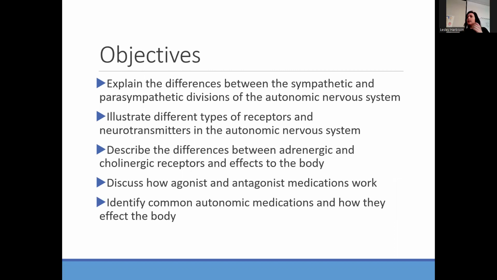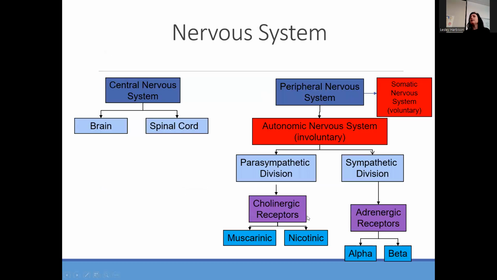So these are the objectives. We're going to talk about the different systems in the autonomic nervous system, the sympathetic and parasympathetic. We're going to illustrate different types of receptors and neurotransmitters in the autonomic, and then describe the differences between adrenergic and cholinergic. Those are different receptors in the different branches. We're going to discuss how agonist and antagonist medications work, so we're kind of harkening back to what we just talked about. And then identify common autonomic medications and how they affect the body.